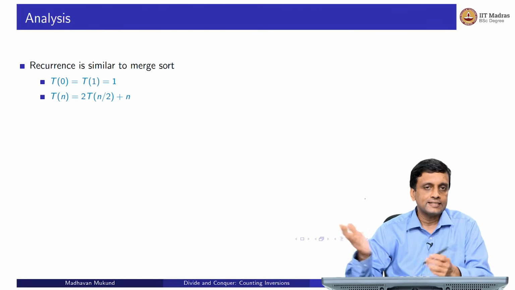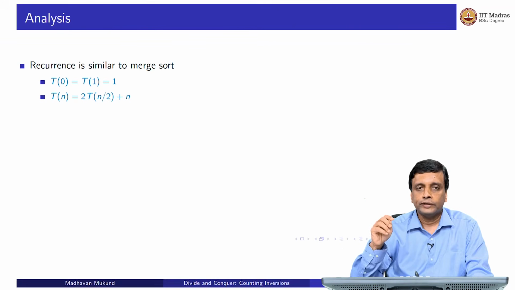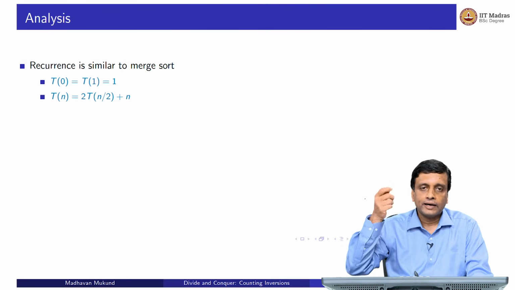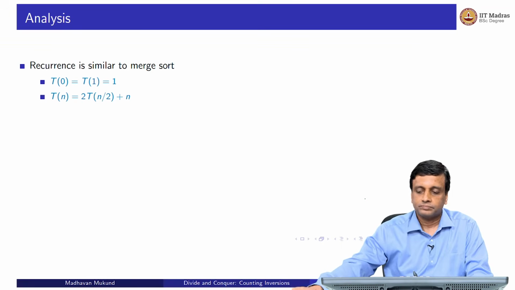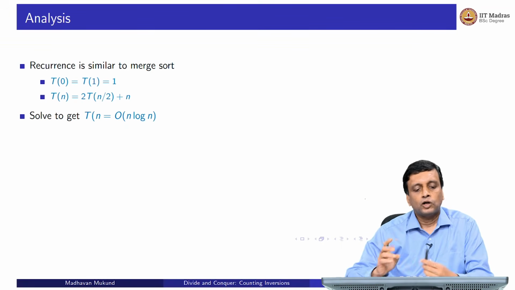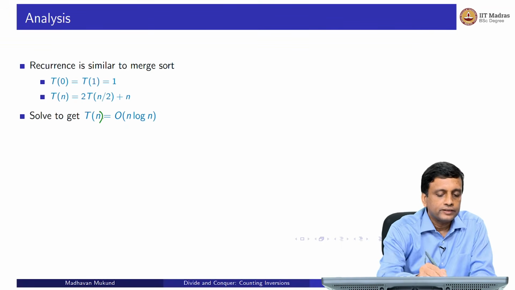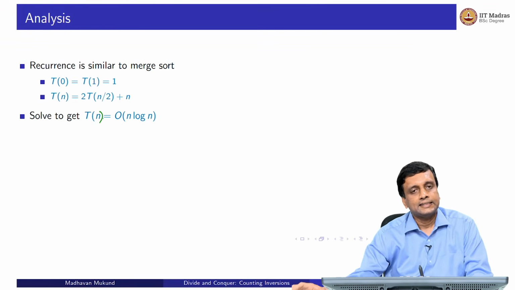The merge is still the same, because remember that when I have to increment the count, I just keep track of that length which is remaining and just add a number. I don't have to scan anything one more time. So obviously if we solve this, we will get T of n is order n log n, which is exactly the same as merge sort.